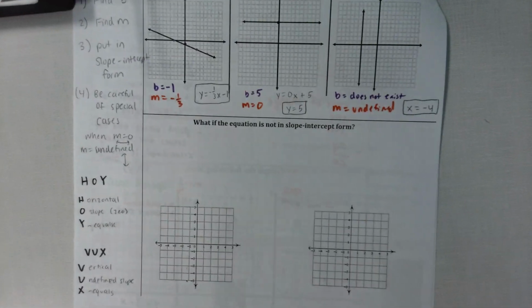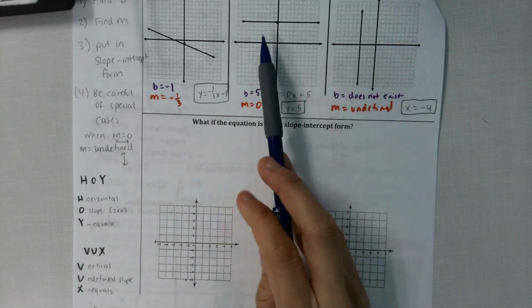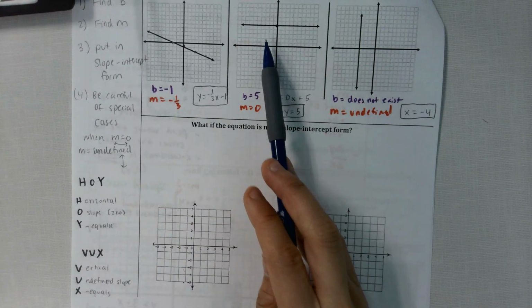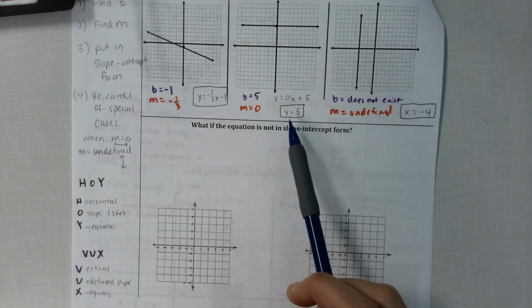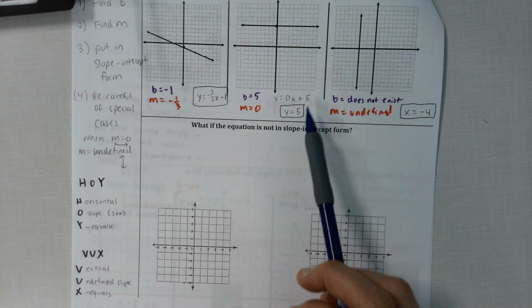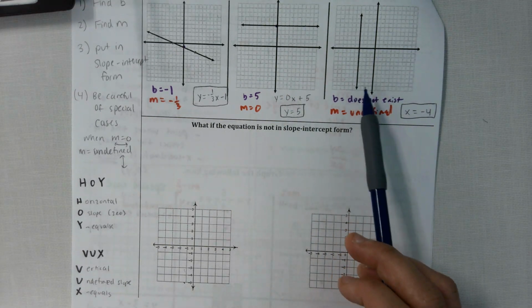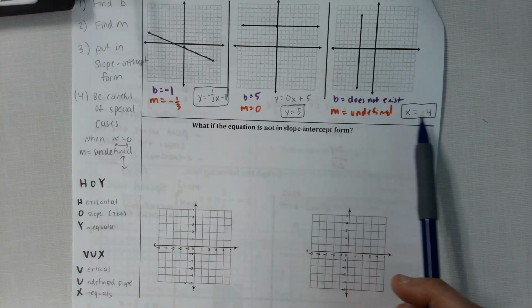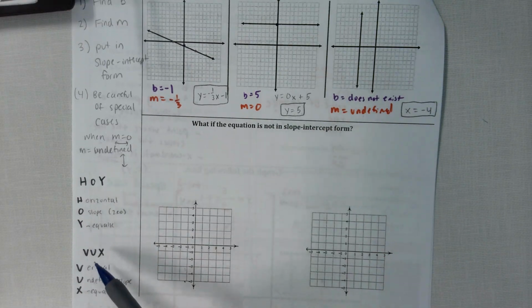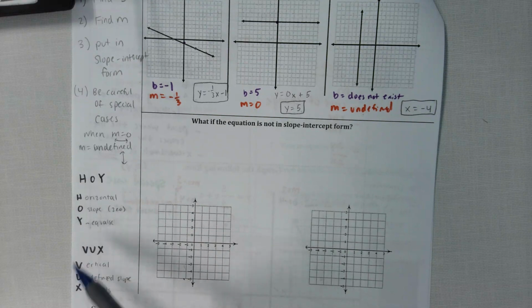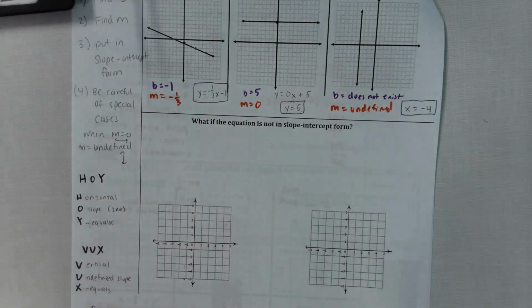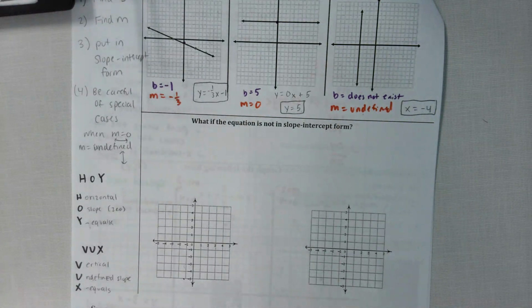Just to use this in context, right? Here we had a horizontal line, we had a 0 slope, and we had y equals. And then here we had a vertical line, we had an undefined slope, and we had x equals. So HOY and VUX. Again, it might not help you at all, or you might like it a lot.